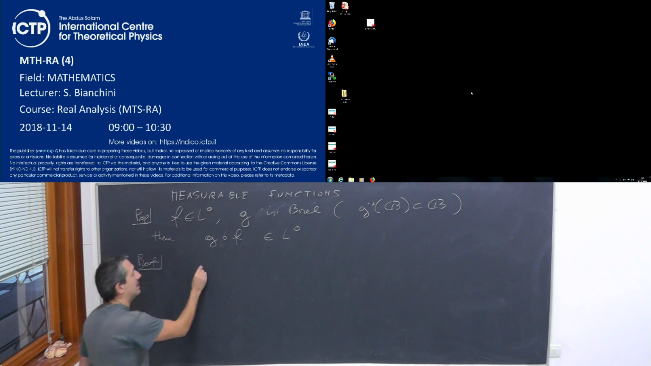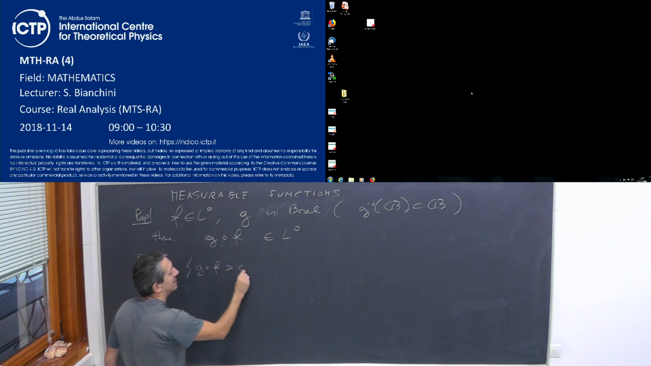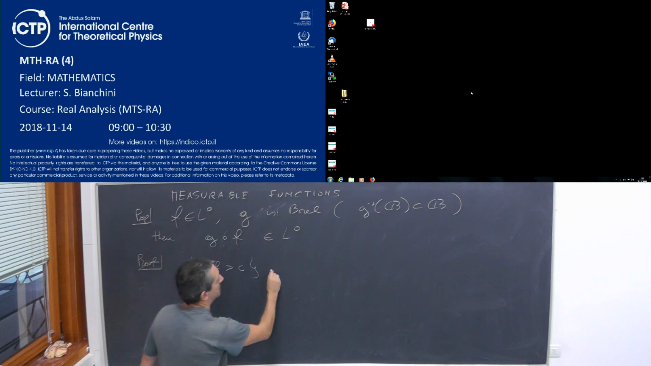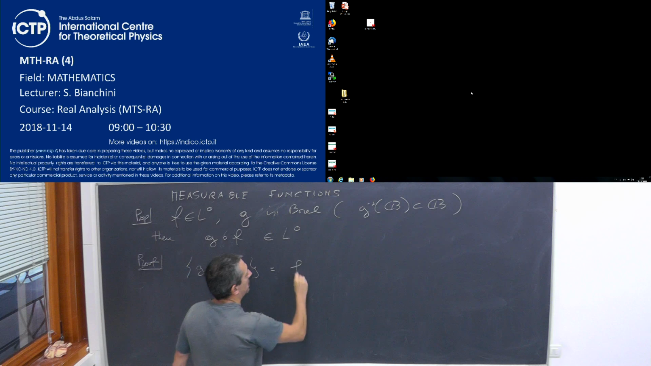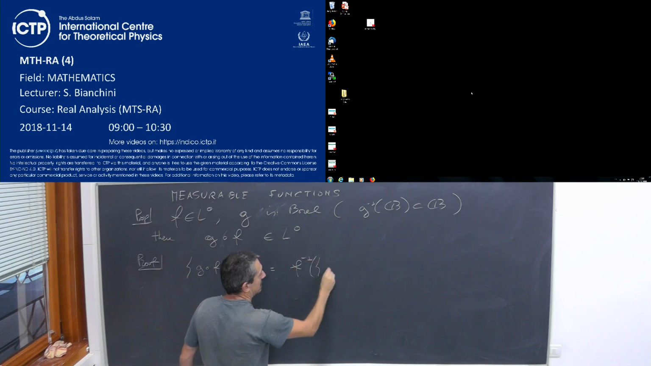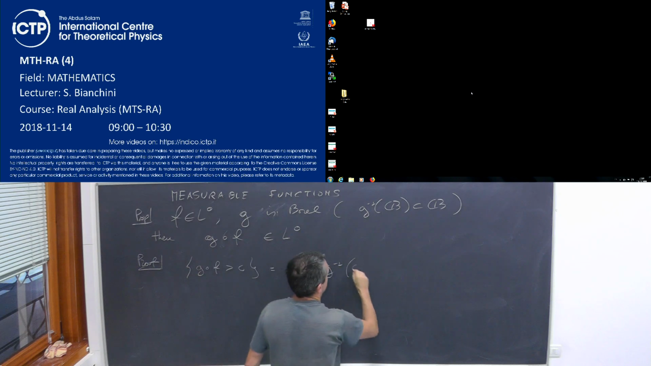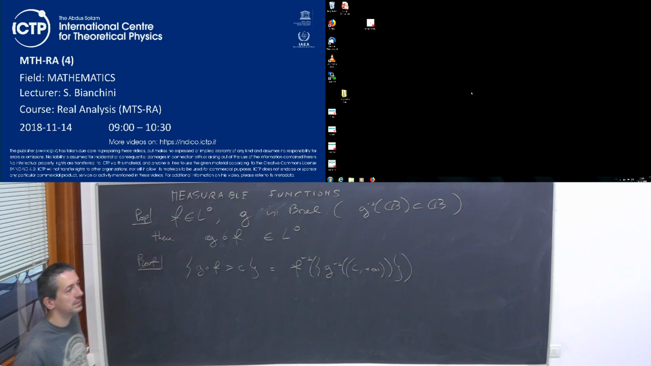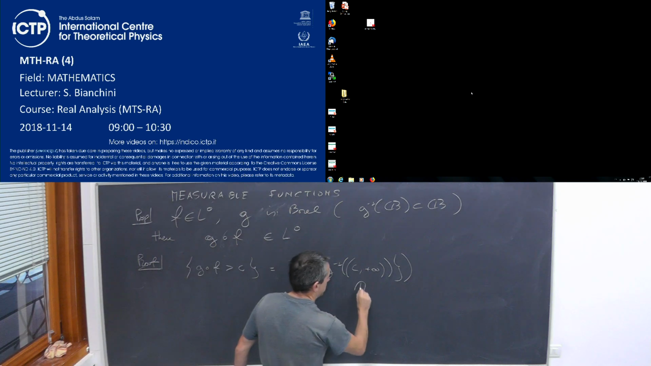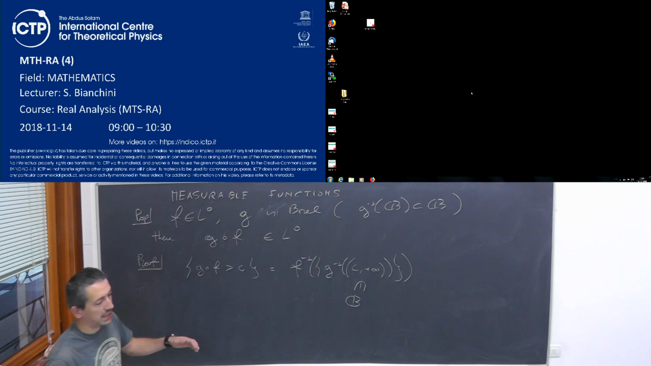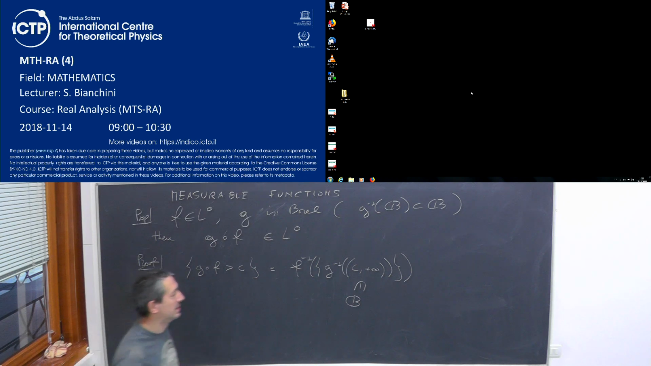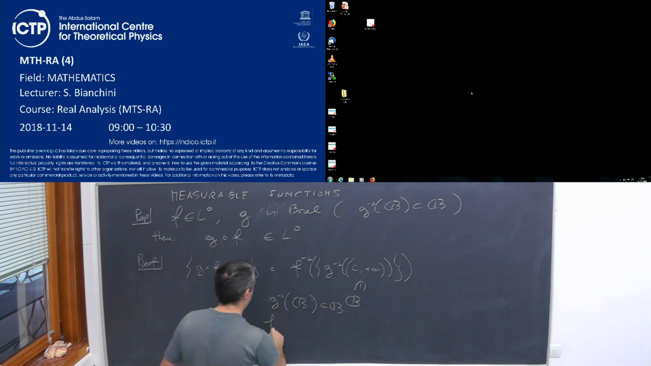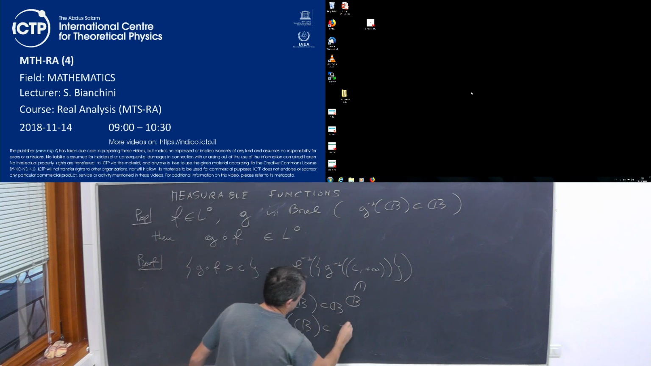But what is this? It's F to the minus 1 of the set G to the minus 1 of the set (c, +infinity). Now this is Borel, and we know that the counter image of a Borel set is measurable. So we use that G to the minus 1 of a Borel set is Borel, and F to the minus 1 of a Borel set is measurable.